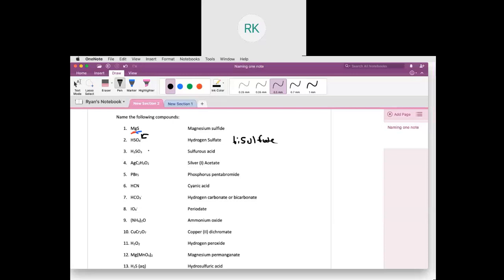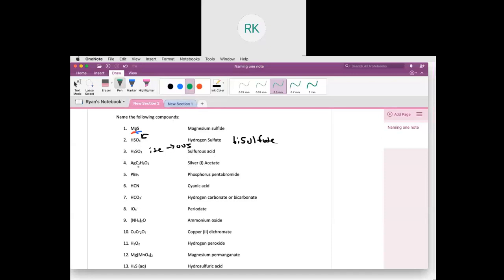H2SO3. This has no charge, right? The charge from the hydrogens offsets that of sulfite, SO3. And so when we're dealing with acids, it's "ite" to "ous," right? That's our trick. And so it's no longer sulfite, it's sulfurous acid. So it's sulfurous acid, not sulfuric acid.